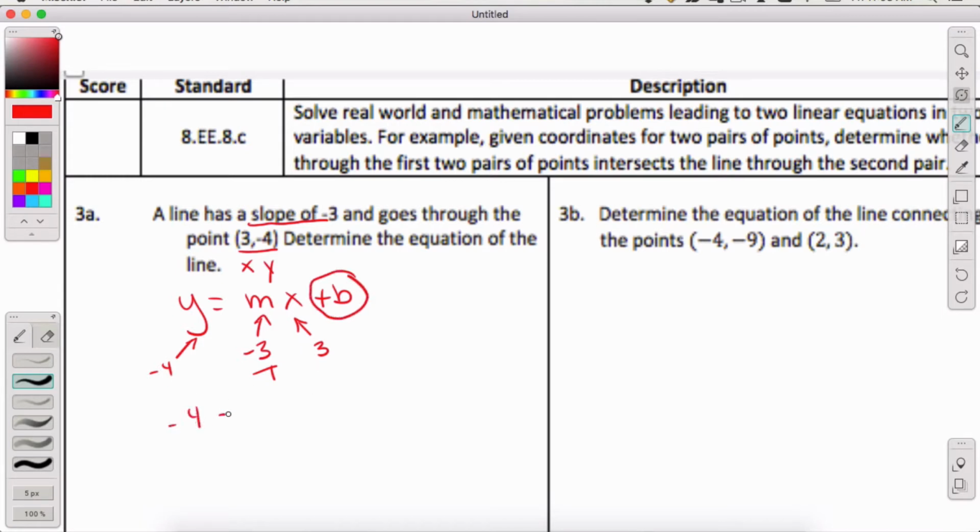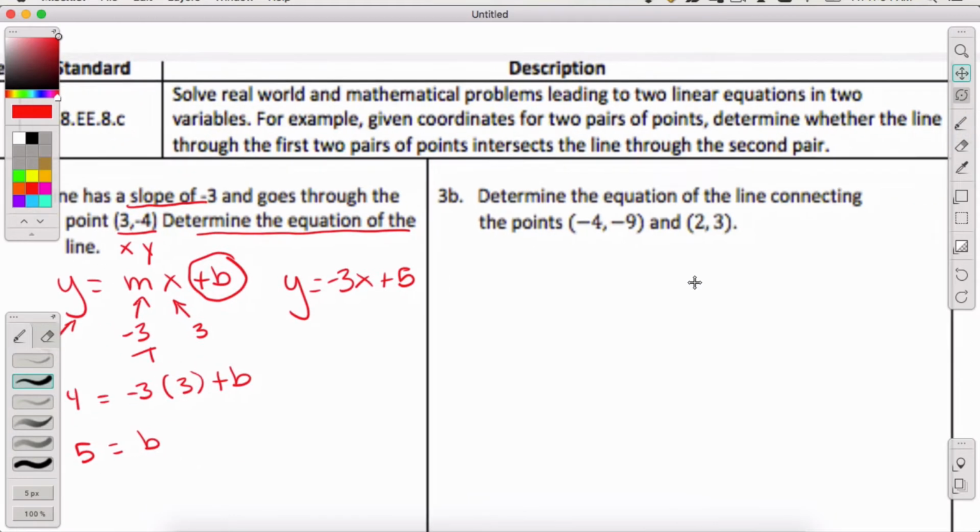So -4 = -3 times 3 + b. Solve for b, and you end up with 5 = b. So now the question asks you to determine the equation, so we're not done here. The actual equation will be taking the slope that was given and then plugging in our b value that we didn't know. So the true answer is y = -3x + 5.